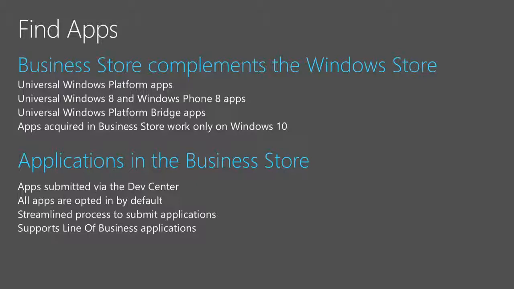Next part is all about the applications in the business store. So at Build last week, we introduced a new streamlined Dev Center, which enables a developer to submit applications both for phone, desktop, and any of these other new types of applications that we're going to enable. Now, for the business store, one of the key things, as I was mentioning before, is that we actually complement the Windows Store. So when an application is submitted, the application by default will be enabled for the business store as well.